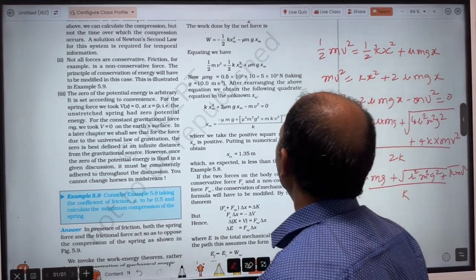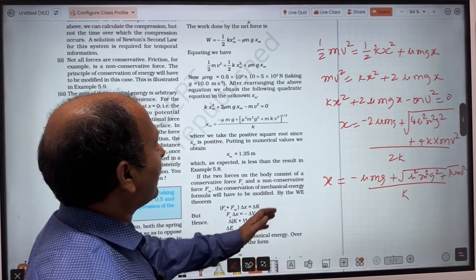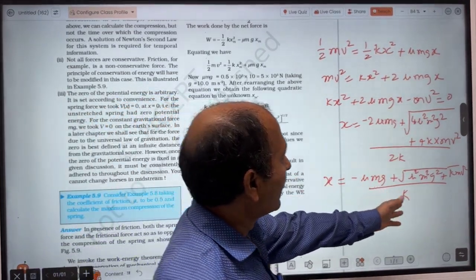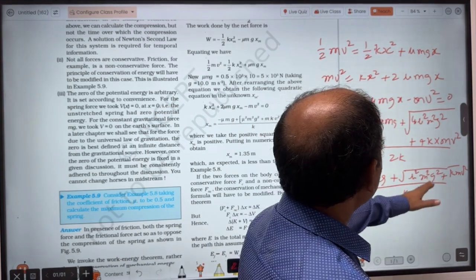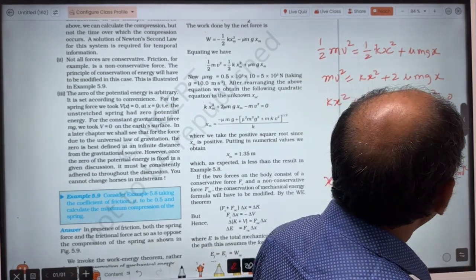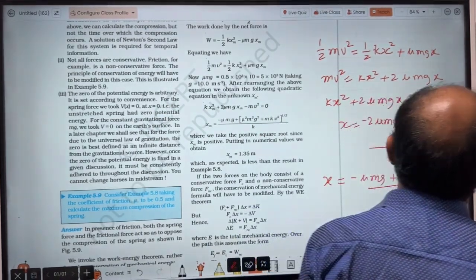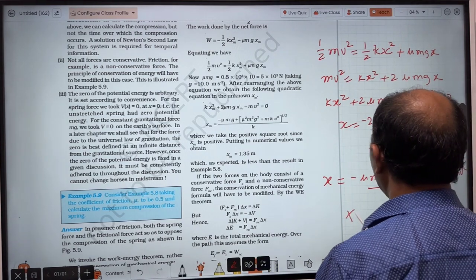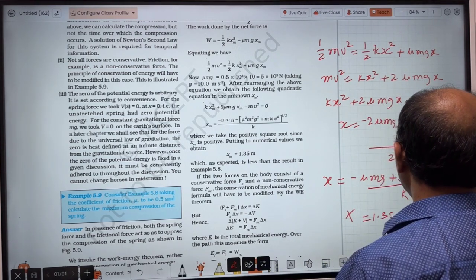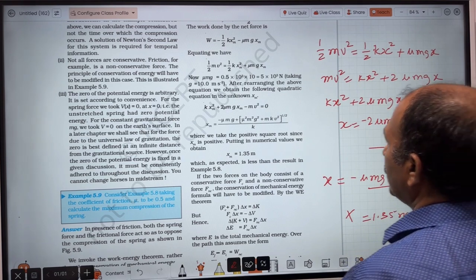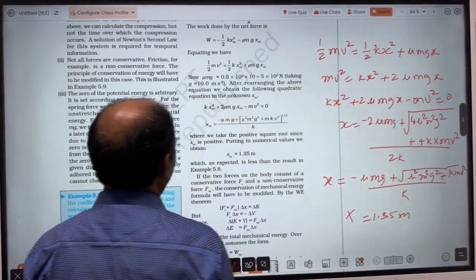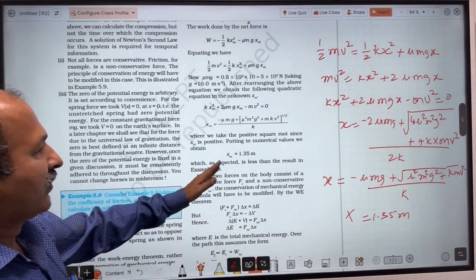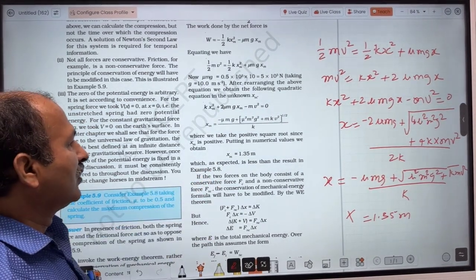Now we can put the values. Values are given, like the value of mu is given, m is given, g you know, and here velocity is given and spring constant is given. So after putting the values, we will get x equals 1.35 meter. So in the previous case, it was 2 meter. Here it is 1.35 meter.